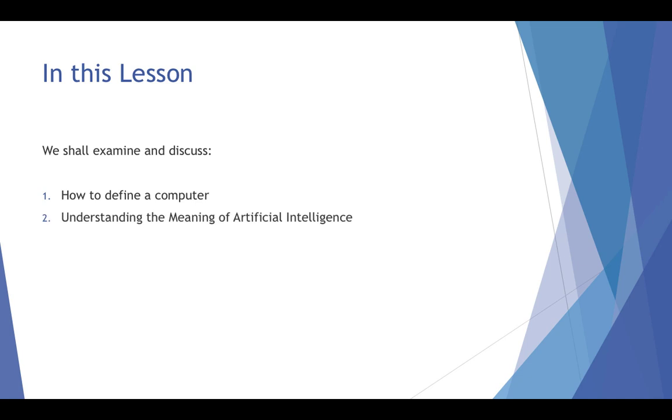Okay, so in the lesson specifically, we're going to examine a number of different issues. First, we're going to look at how we should define a computer and how other philosophers in the past have defined computers. We're also going to look at understanding the meaning of artificial intelligence. What does it mean for something to be artificially intelligent? And then we're going to distinguish two quite important concepts: the distinction between strong AI and weak AI. This is something that is going to come up a lot throughout the rest of this course.